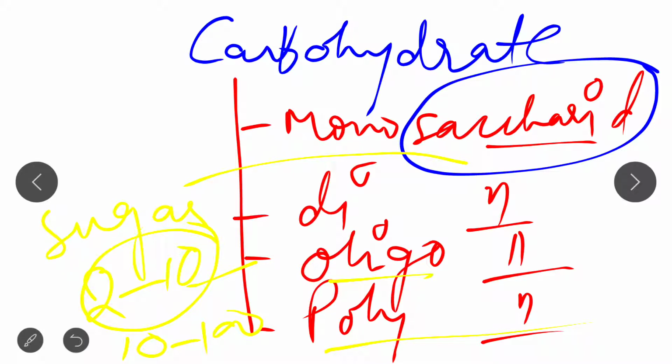So this is the basic classification of carbohydrate molecules. I hope you get a clear idea. If you have any doubt, then you may ask me a question in the comment box.